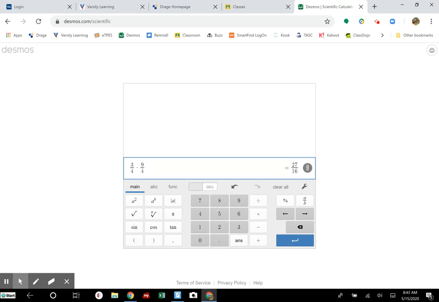Okay, so calculator, super handy. We can do trig functions on it at the end of the year. We can do radicals on it. We can do fractions on it. You can do everything you need on it. And I will allow you to use this calculator on a quiz if you want.